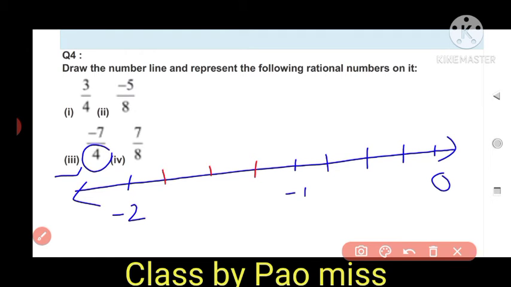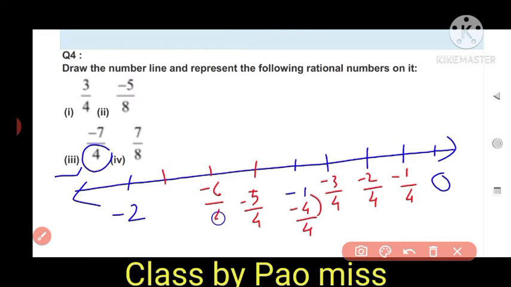Now this is 0, isn't it? Right after 0 you will get minus 1 upon 4, then minus 2 upon 4, then minus 3 upon 4, then here it will be minus 4 upon 4, which is again equal to minus 1, isn't it? So they are equal. Now next will be minus 5 upon 4, then minus 6 upon 4, then minus 7 upon 4, then minus 8 upon 4.